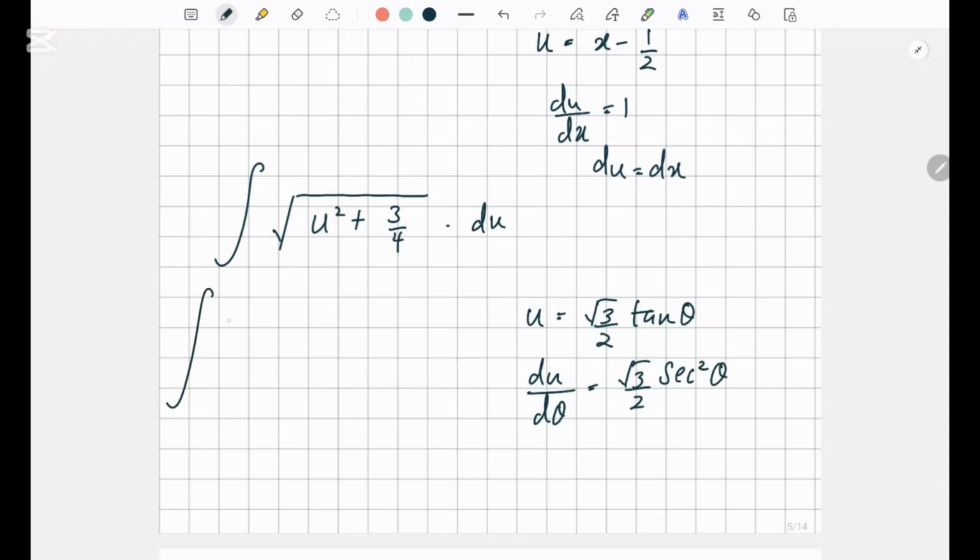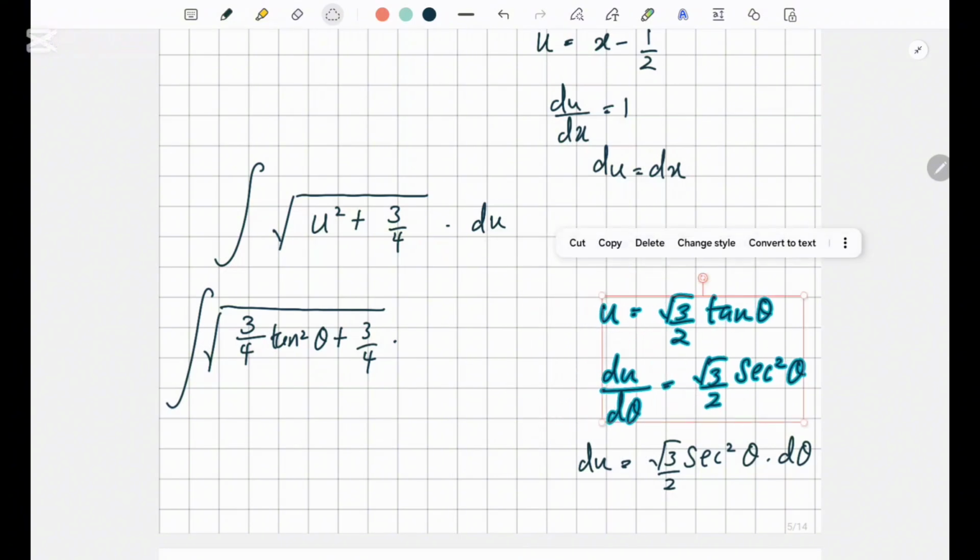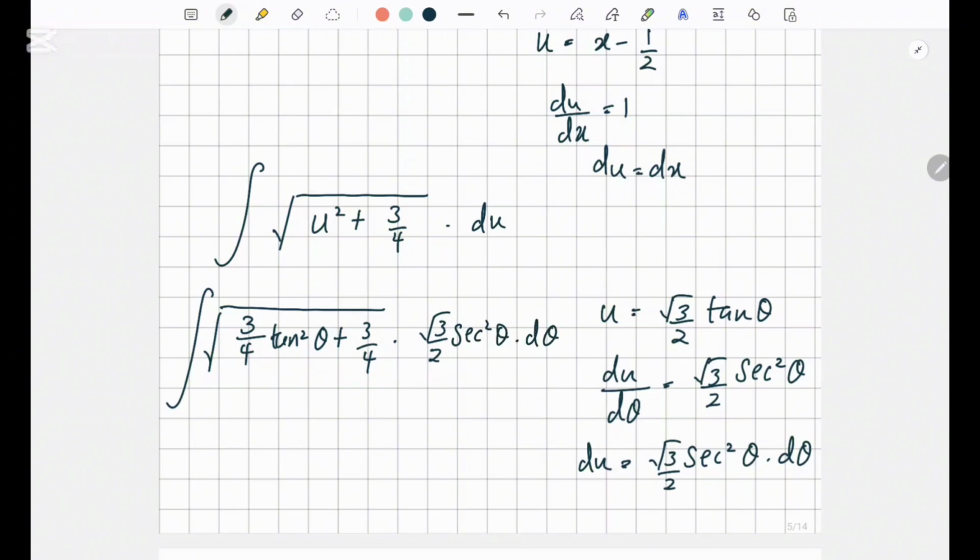So let's go back into our question. Root of u squared. Instead of u squared, I'm going to write 3 over 4 tan squared theta plus 3 over 4. And instead of du, I'm going to write, so du equals root 3 over 2 sec squared theta d theta. Just hold on a minute, let me take this on the right side. Yep. Okay. Du, which is root 3 over 2 sec squared theta d theta.